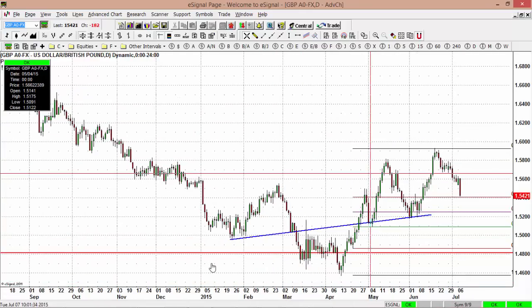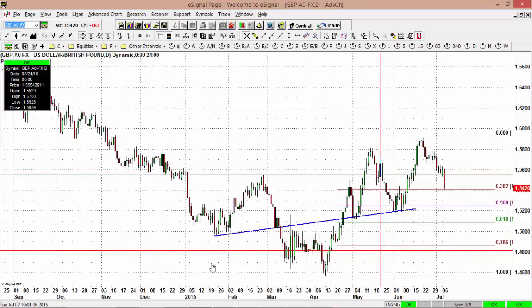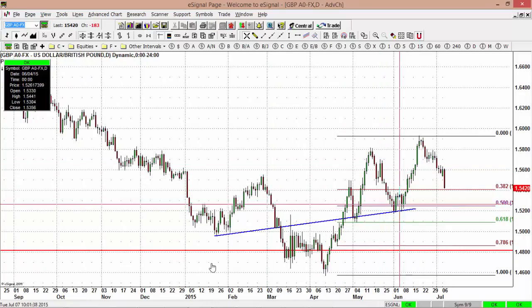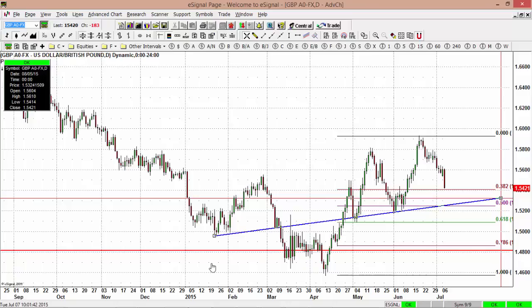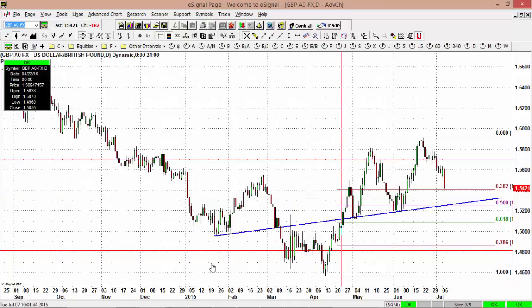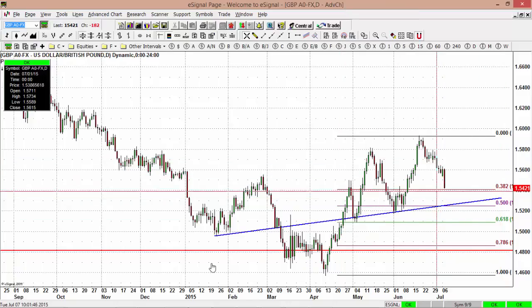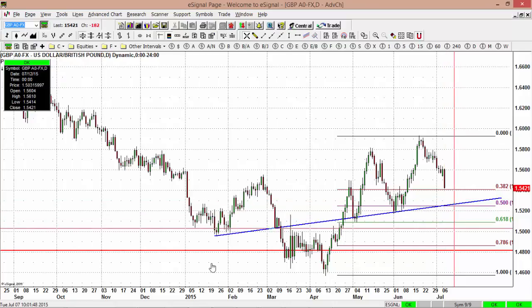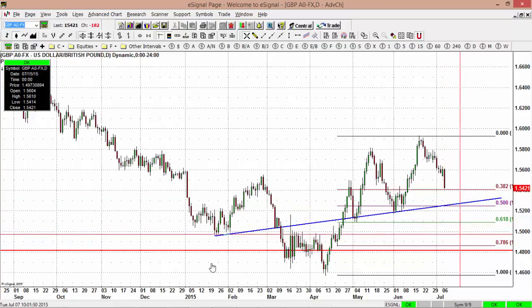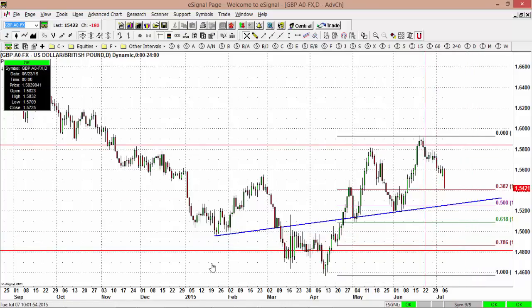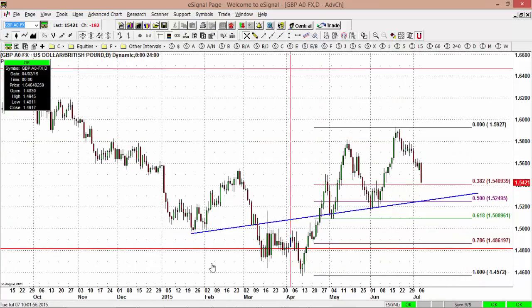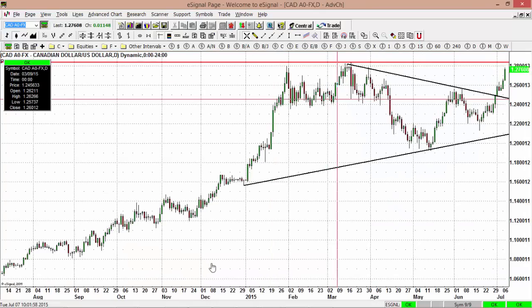So we took our profits on this trade, and now the market is pulling back. And we could see a pullback to this neckline here. If I extend the neckline, we could see a pullback to this neckline. If the market goes below this neckline, that would be fairly bearish for the British pound, and we could see a retest of this 148 level.